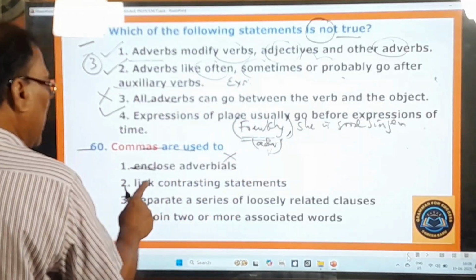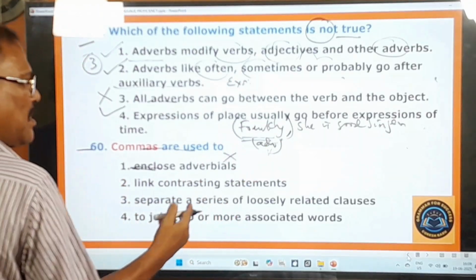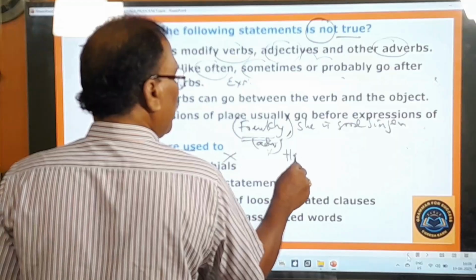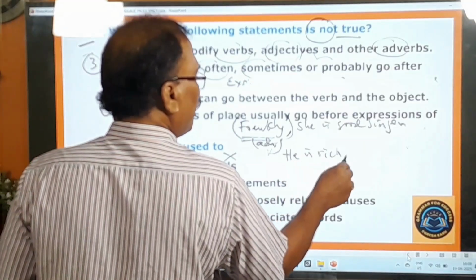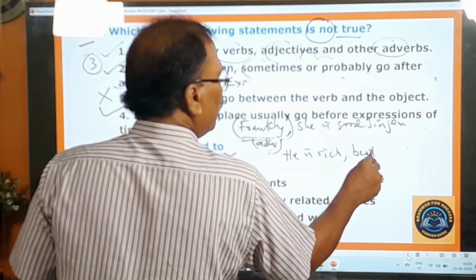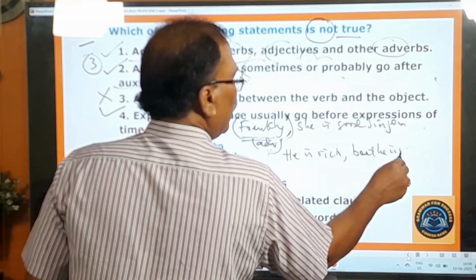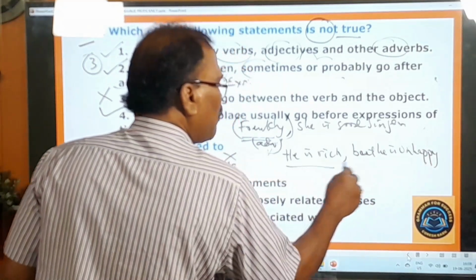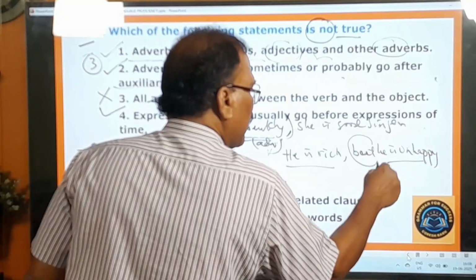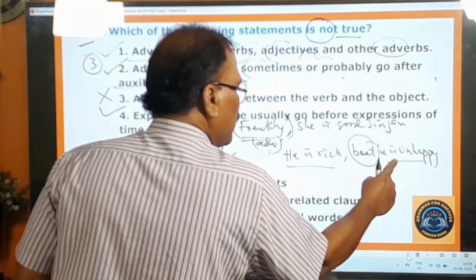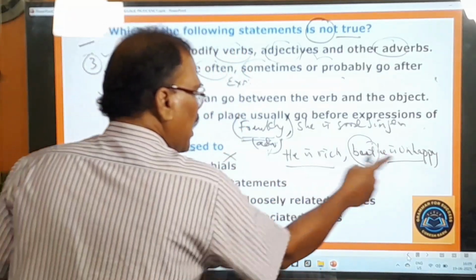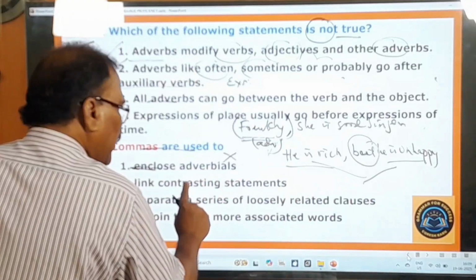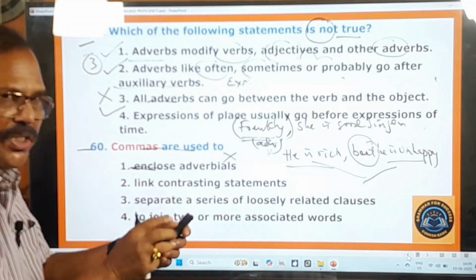So that's it. Link contrasting statements. Contrasting statements means, here you pay attention: He is rich, but he is unhappy. Here we are connecting these two statements with but. He is rich, he is unhappy. These two are contrasting statements, contradictory statements.